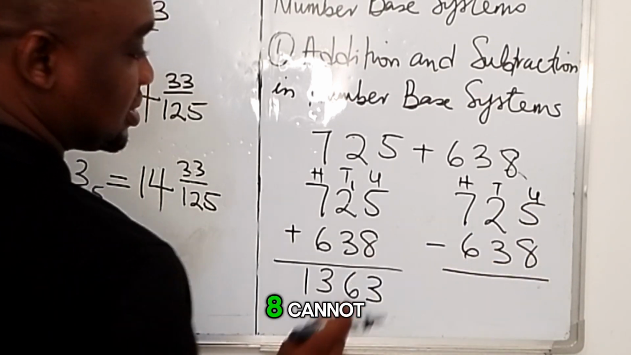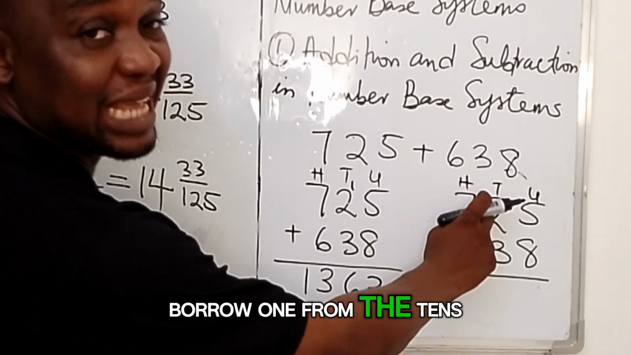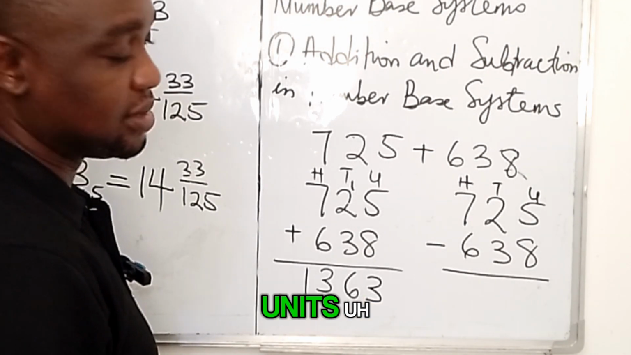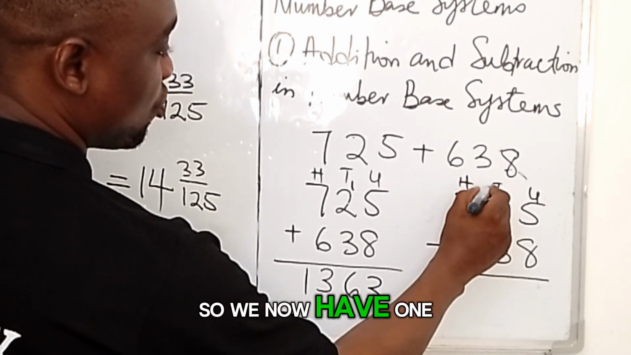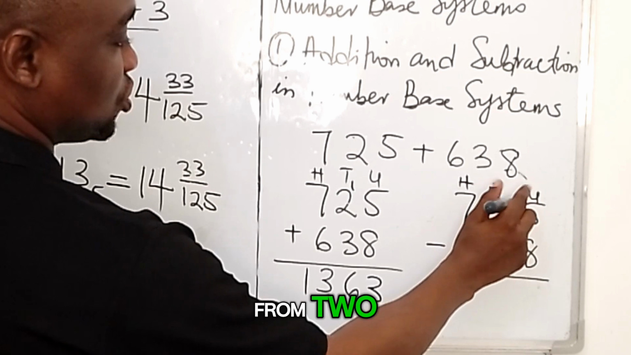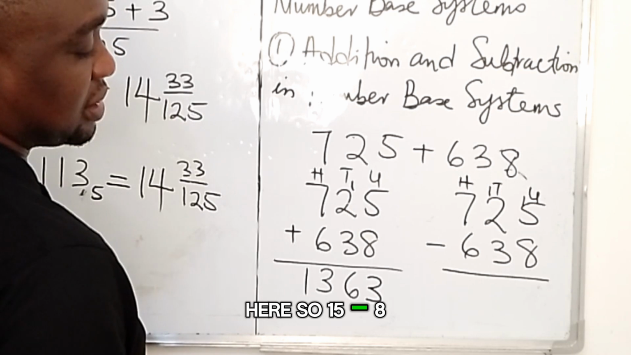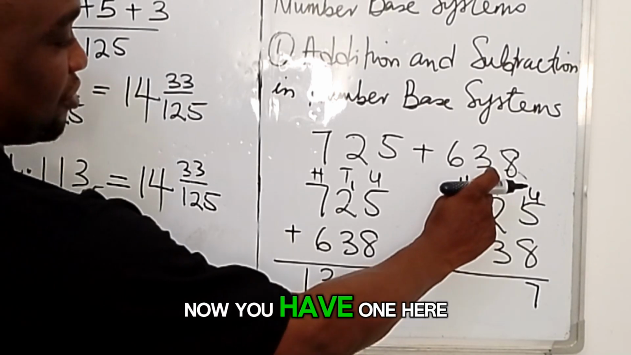5 minus 8 cannot. So you would borrow 1 from the tens unit to add on to the units column. So you now have 1 here when you borrow 1 from 2. So you have a 15 here. So 15 minus 8 is a 7. Now you have 1 here.